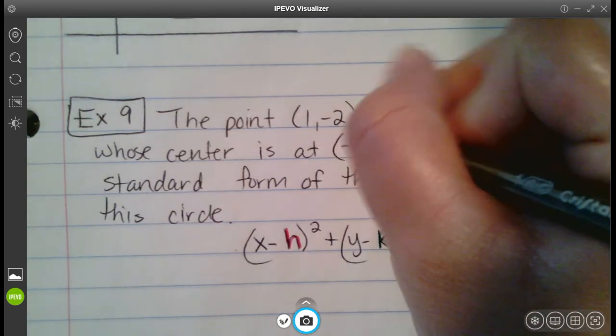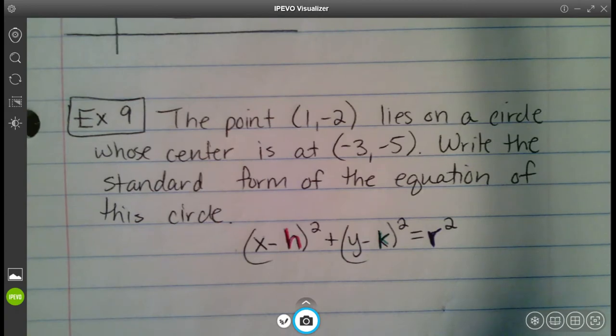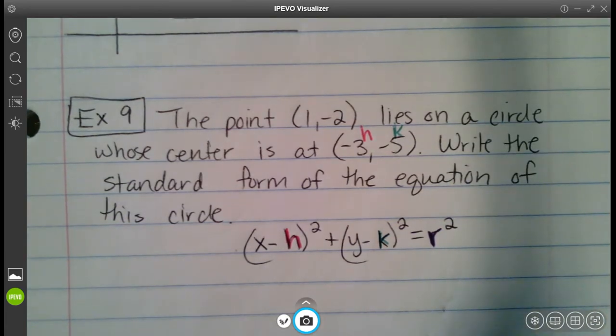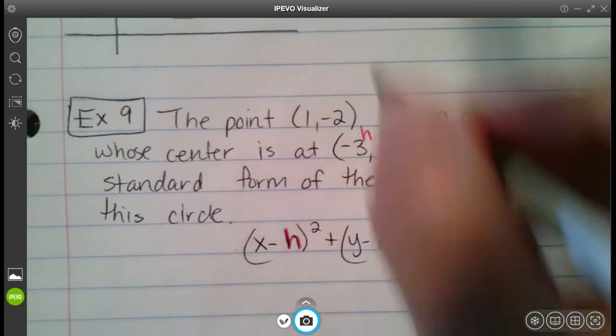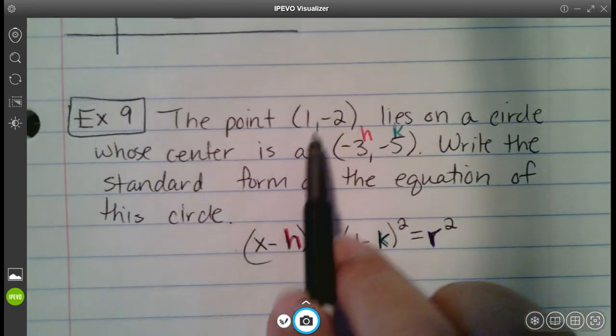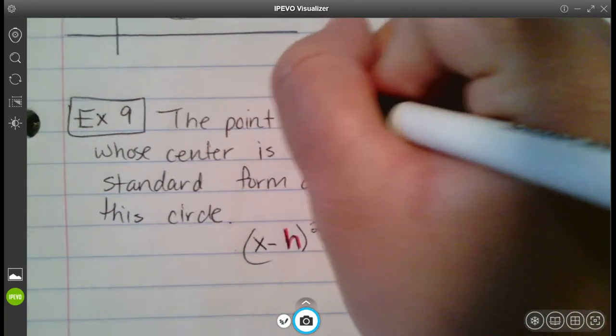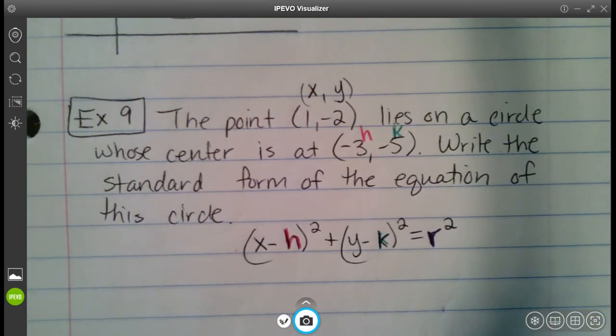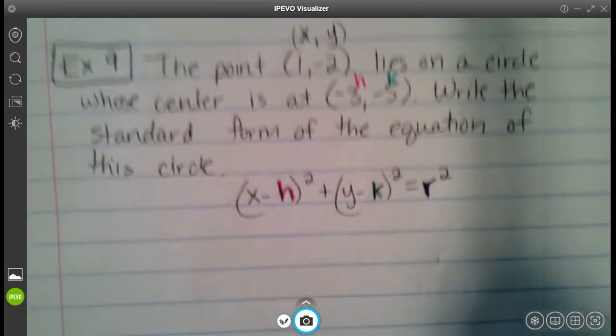So this is going to be my H, and this is going to be my K. And just like in the diagram that we drew on top, we know that X and Y have to be on the edge. It tells us this point is on the circle. So this is X and this is a Y up here also. So we're going to plug everything in and see if that helps us.